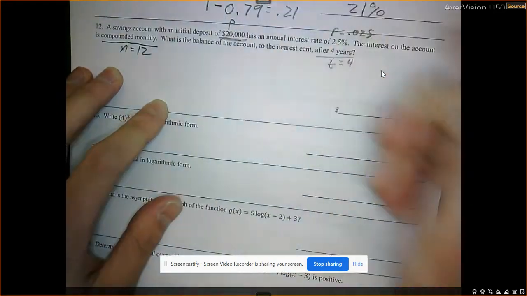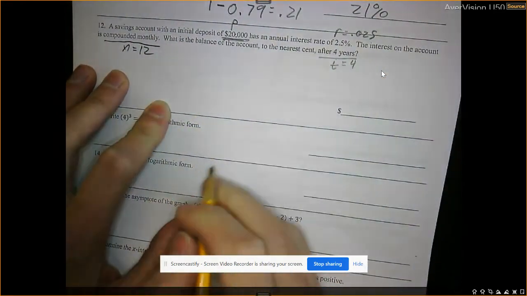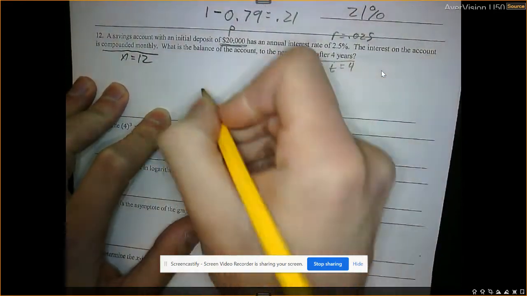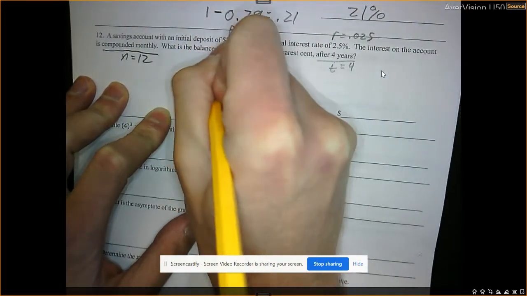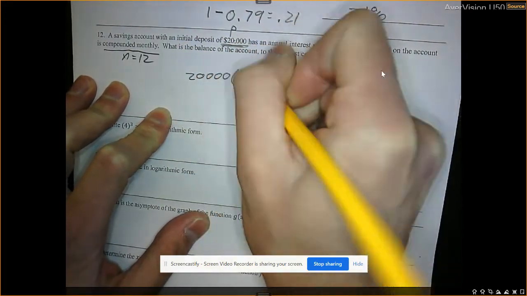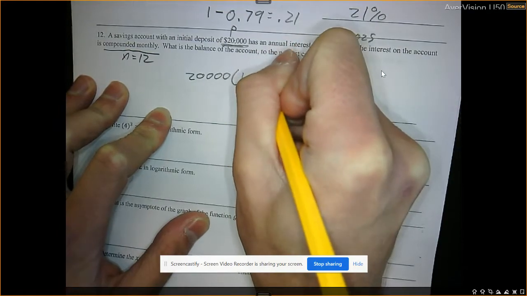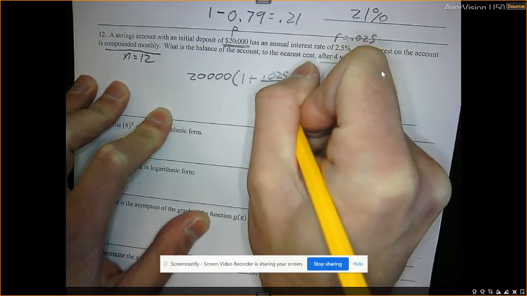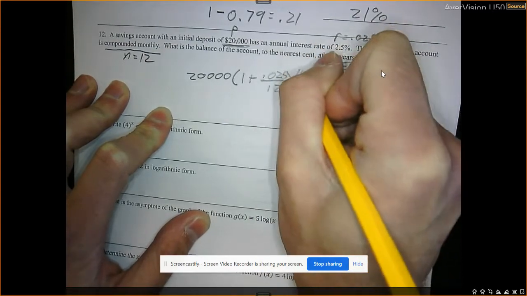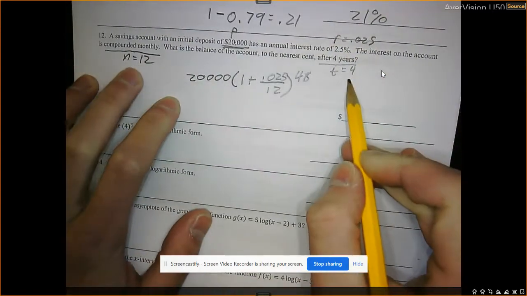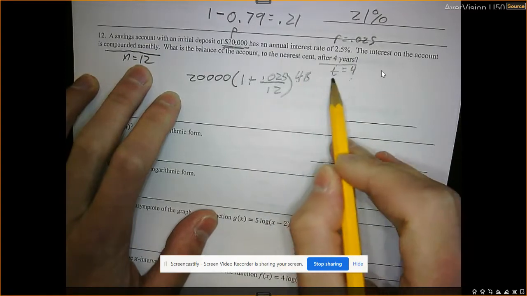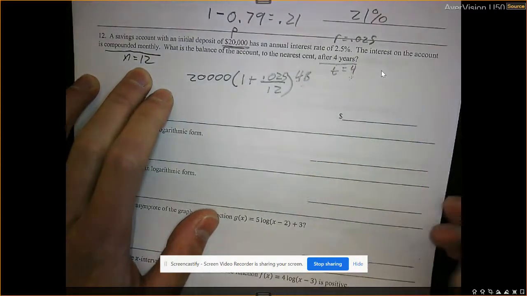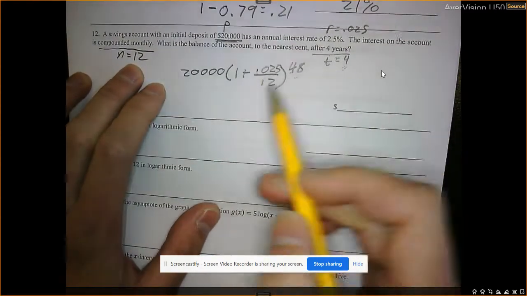This is what P is. So then I'm plugging it into that formula again. We have P, which is 20,000, times 1 plus 0.025, that's our R, over my N, which is 12, to the 48, because remember we're doing 12 times 4, N times T. That's 48. That's where that comes from. Then you just need to PEMDAS this out.